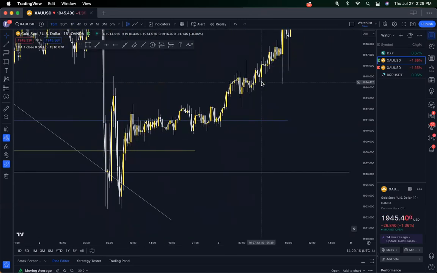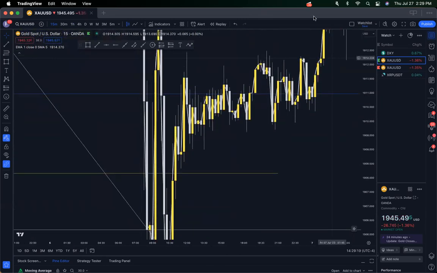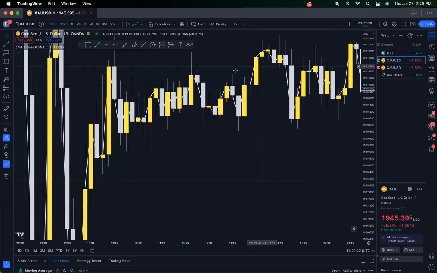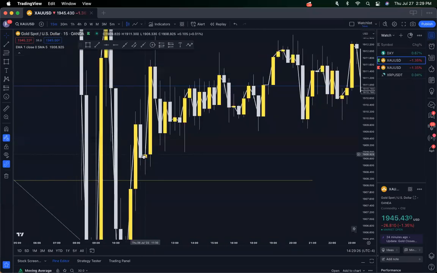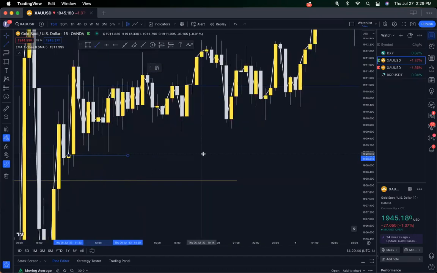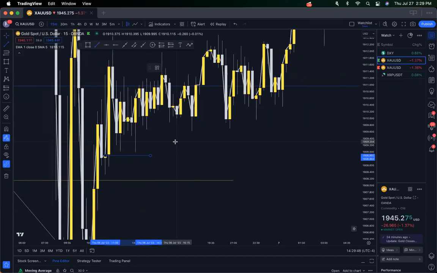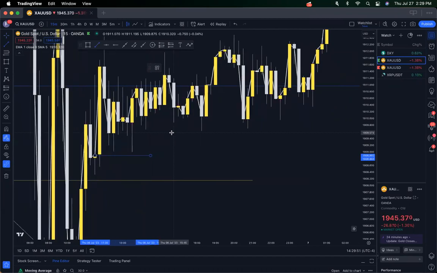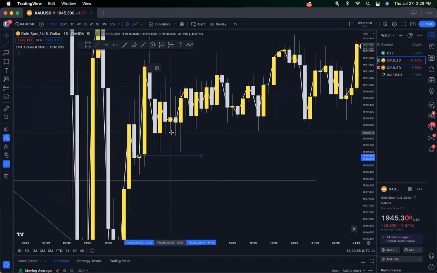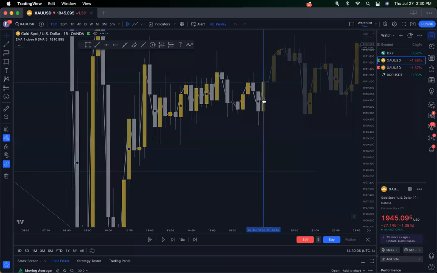Oh yeah, this is a mess. So you have the break here. Your decision level is right here, but it didn't get tested at all. It's all right. I don't want to go to M5, but I am 100% sure that we're going to see something on M5 that's going to allow us to get involved. So let's do it anyways, just so I can prove a point.